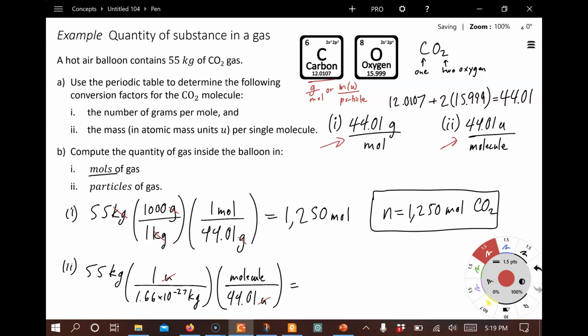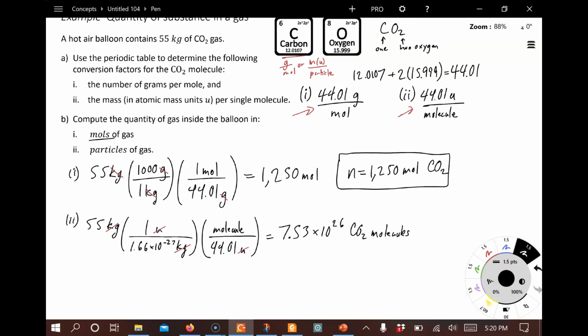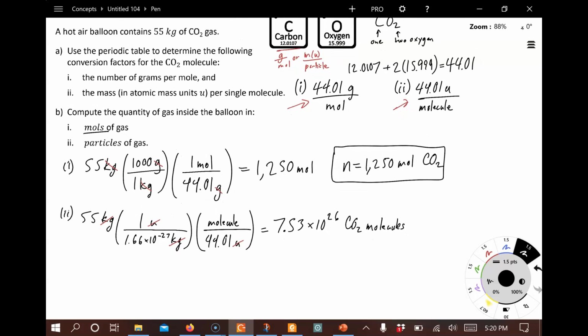Okay, cancel out the atomic mass units, cancel out the kilograms, and now we're going to get a number for the molecules. So it's a huge number, of course, because there's lots of molecules. 7.53 times 10 to the 26 CO2 molecules. And we usually write the number of particles with a capital N. So we could write this as capital N is equal to this whole number.